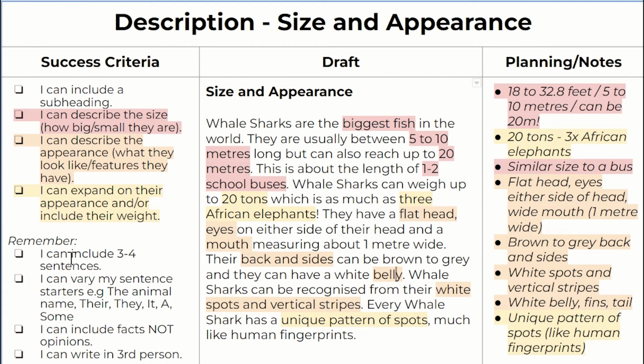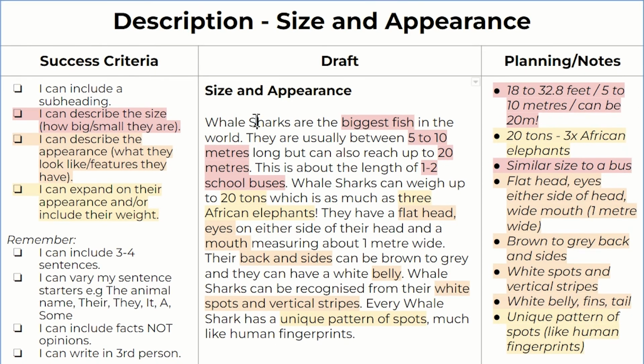Now remember, I can include 3 to 4 sentences. That's more than 3 to 4 sentences, but that's okay. I can vary my sentence starters, and I can include facts, not opinions, and write in third person so there isn't any I or he. Just going to check my punctuation now, and capitals and full stops.